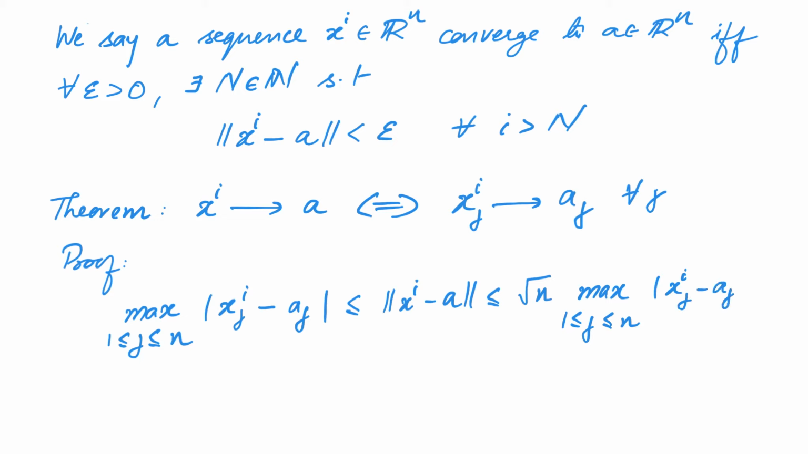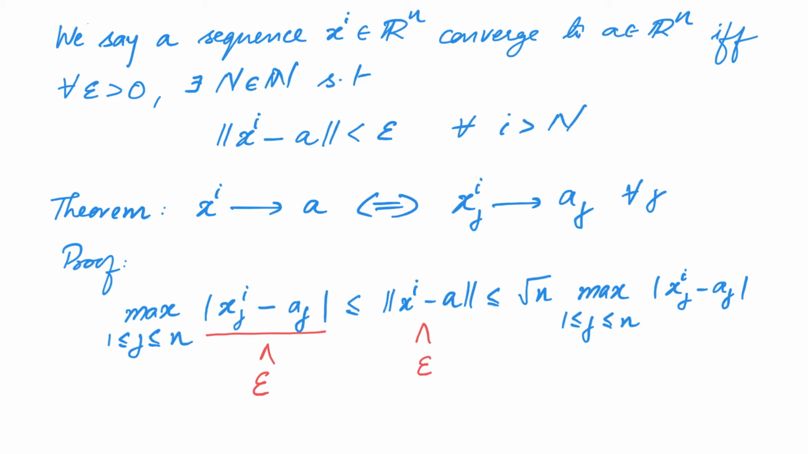Now let us use the identity to prove the theorem. First, assume that xi converges to A. That is, there exists some capital N such that whenever i is greater than capital N, norm of xi minus A is less than epsilon. Which would imply that each of these terms is less than epsilon whenever i is greater than capital N. Which means xij converges to aj. So we have proved one of the two implications.